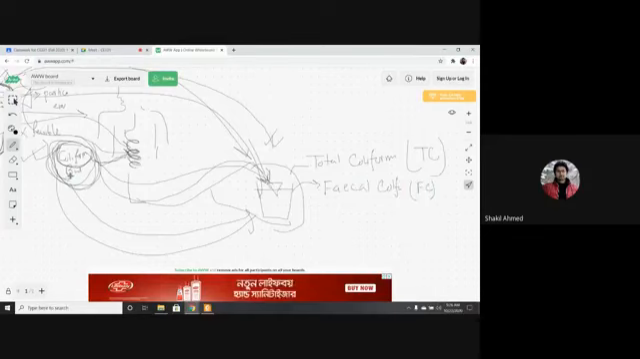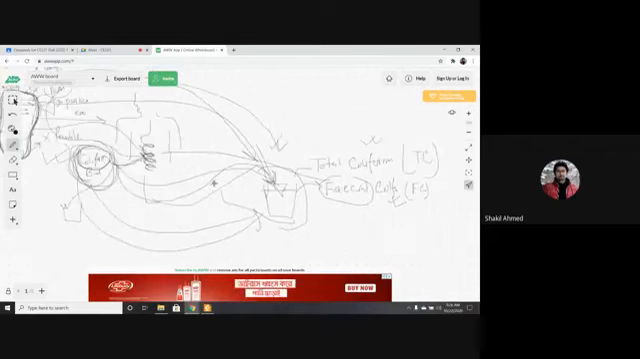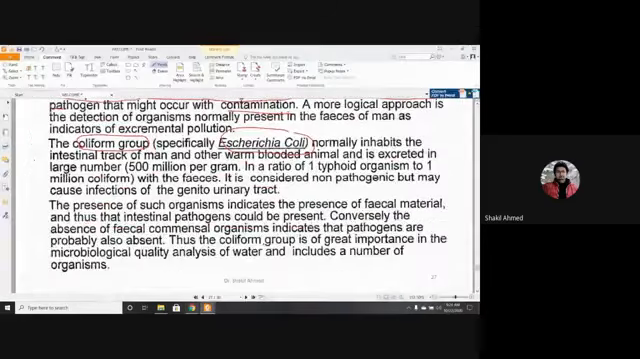Coliform bacteria can be of different types. They can be found in soil also sometimes, okay? But in the majority of cases they are found in the intestinal tract of warm-blooded animals, and that refers to the fecal. Fecal means relating to this area, okay? Fecal. So fecal coliform. So TC and FC tests are usually done in water to identify if there is any microbial contamination or not. Okay, so this is important.